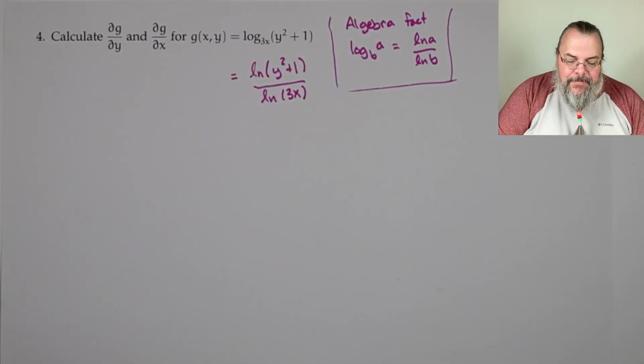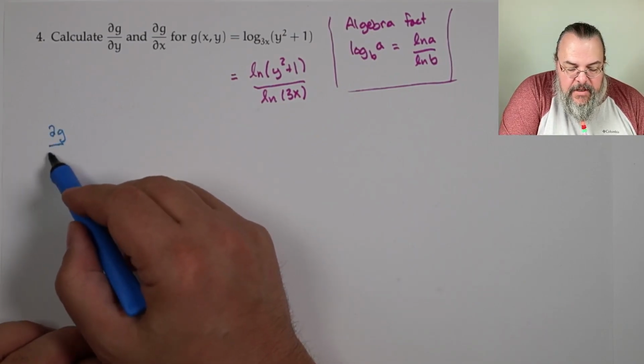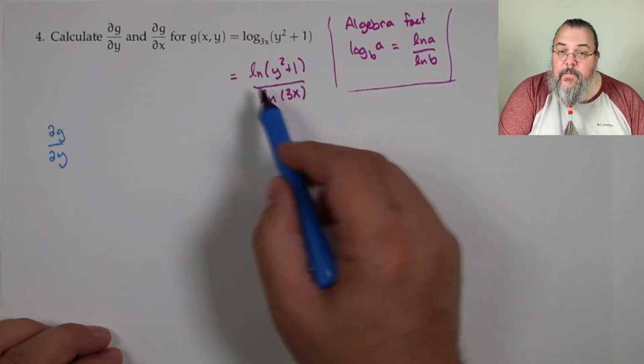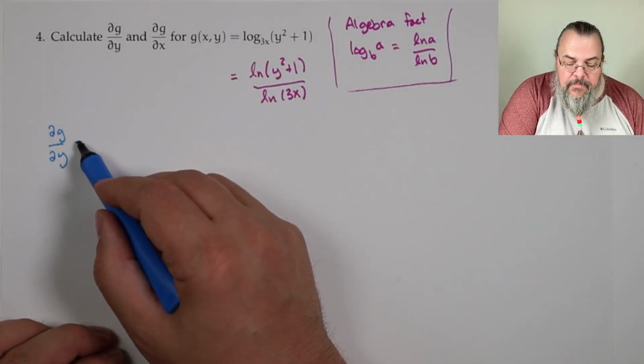Okay, so here we go. So we're going to take partial g partial y. And the good news is that part's upstairs. So what is that going to be?